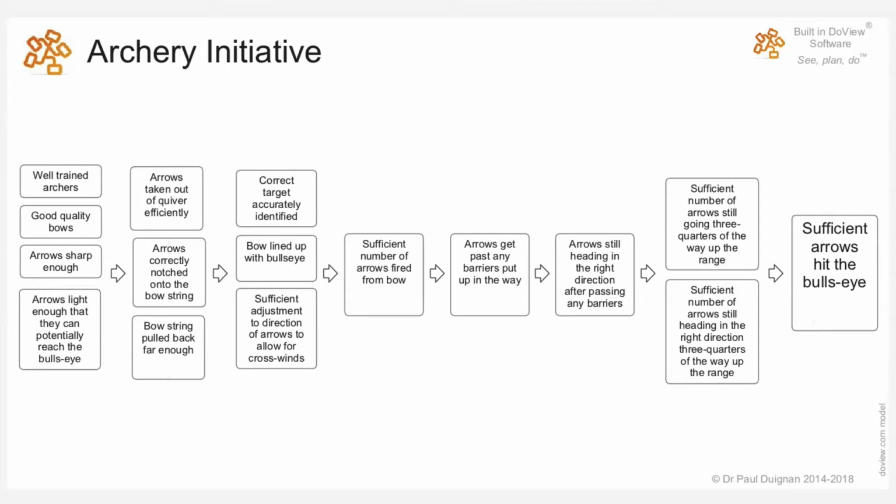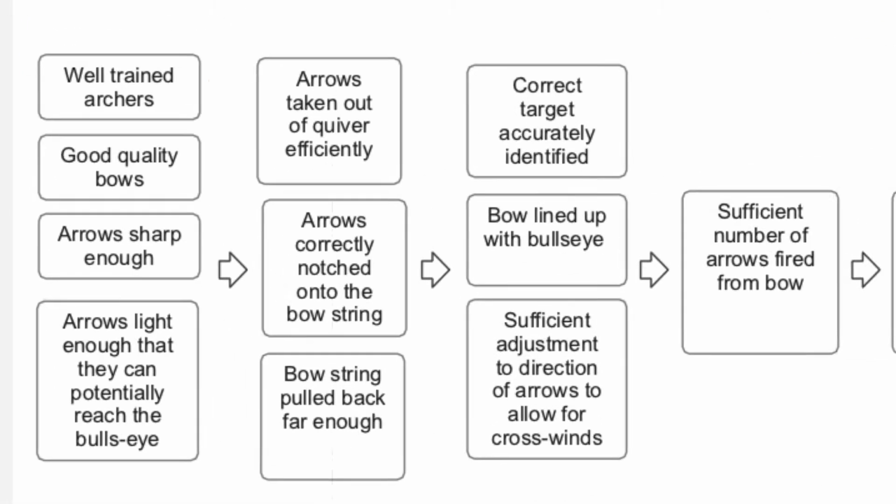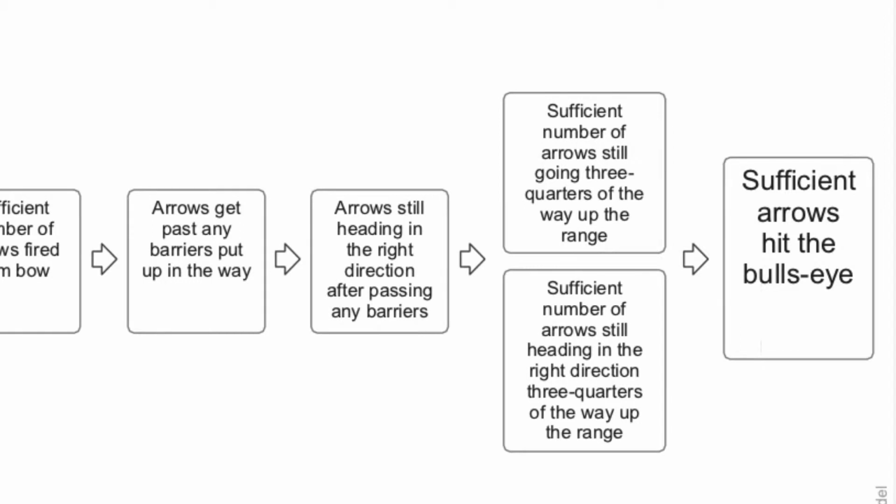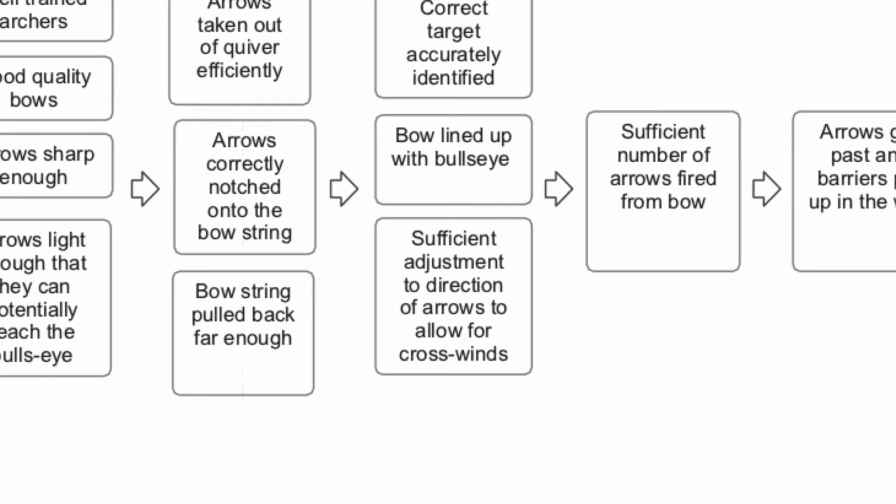So let's have a look at the model here as an example. This is an archery initiative. On the left-hand side, we have well-trained archers, good quality bows, arrows sharp enough, etc. And on the right-hand side are the outcomes we're heading for. It's like sufficient arrows hit the bullseye. So let's see how we can use a strategy model or intervention logic to identify evaluation questions.